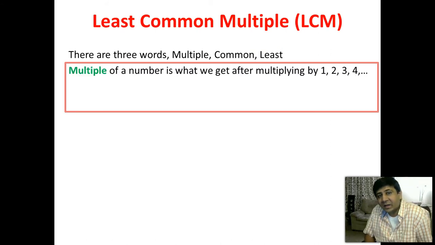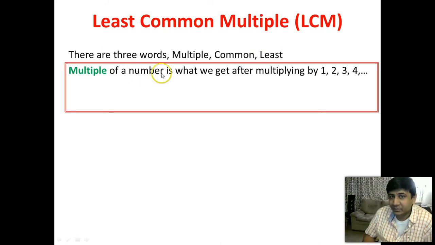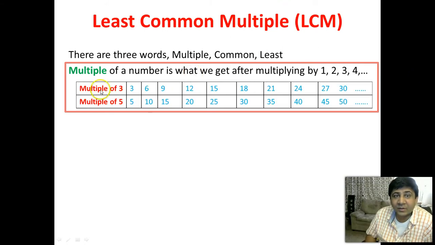A multiple of a number is what we get after multiplying it by 1, 2, 3, 4, 5, 6 and so on. For example, if you want to find multiples of 3, you take 3 and multiply it by 1, it gives you 3. Multiplied by 2, it gives you 6. Multiplied by 3, it gives you 9. Multiplied by 4, it gives you 12, and so on.